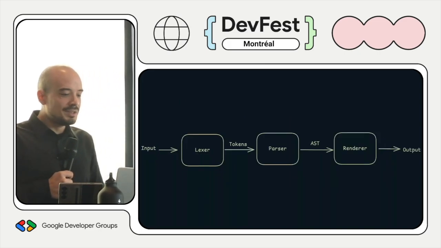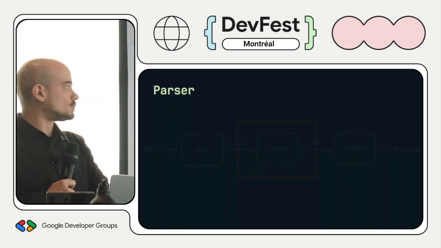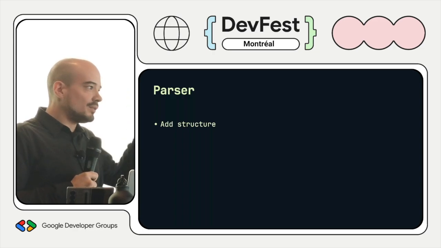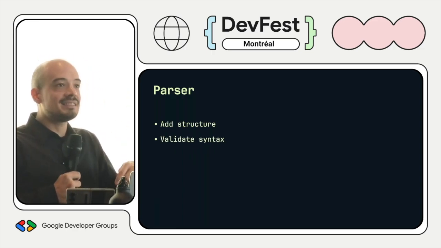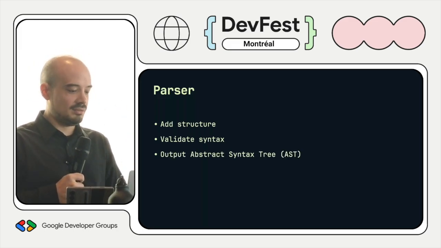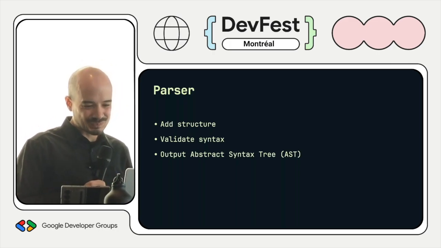To have the structure, this is where the parser comes in. The job of the parser is to add structure to the list of tokens that we just passed through. It does this by first validating the syntax and outputting what is most important for us, an abstract syntax tree, which I will go into a bit later.